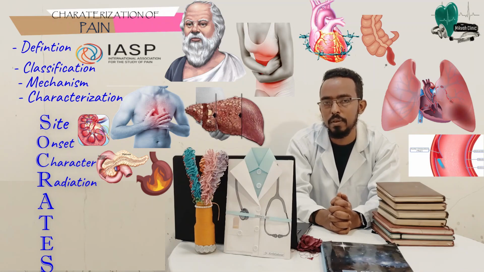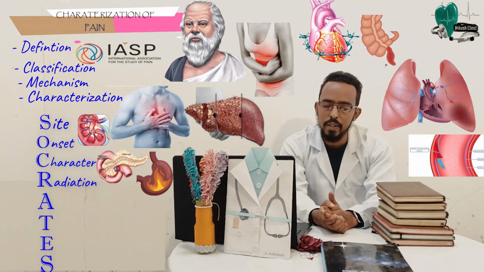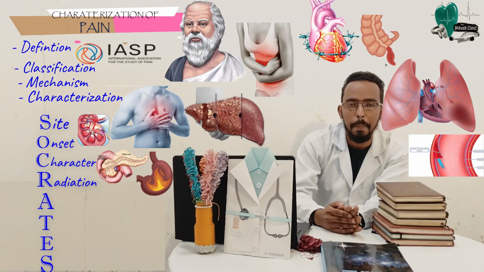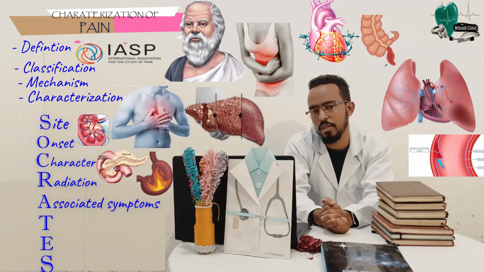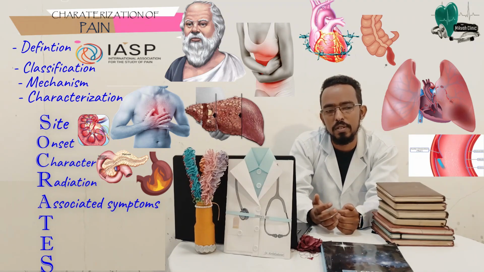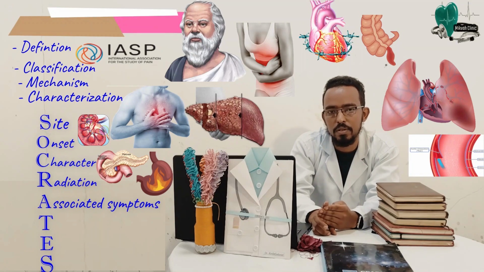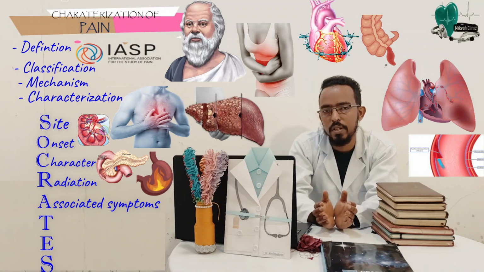The next thing is the onset of the pain. As I mentioned earlier, it will tell us the duration of the pain, whether it's acute or chronic pain. Then the next thing is characterization, or the character of the pain, which is the quality of the pain. It is important. Actually, this is usually ambiguous. It might be a little bit confusing.